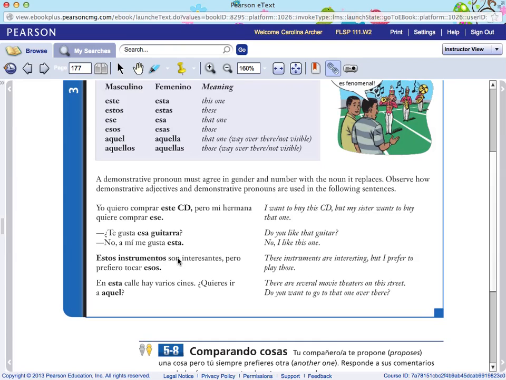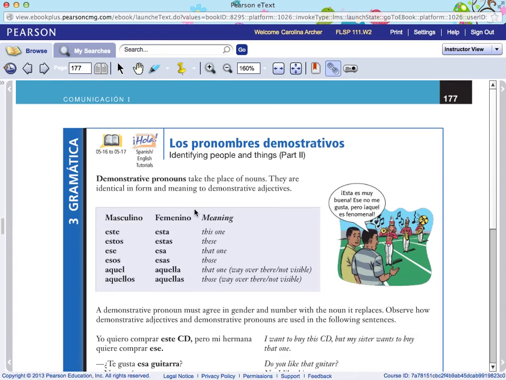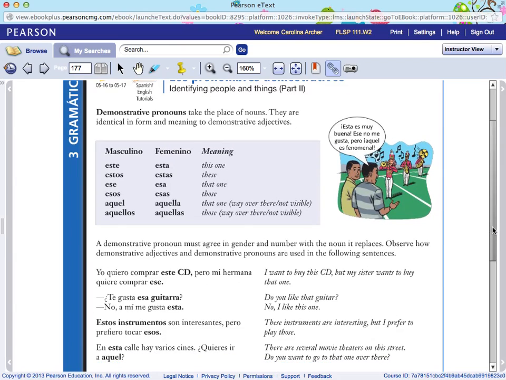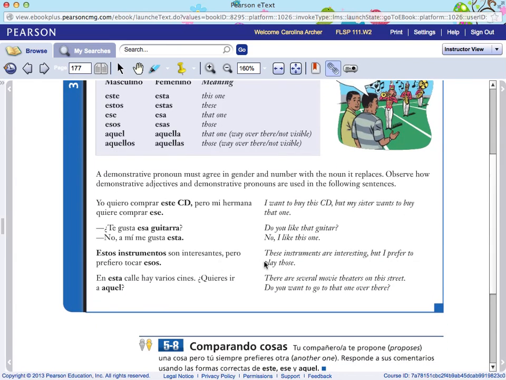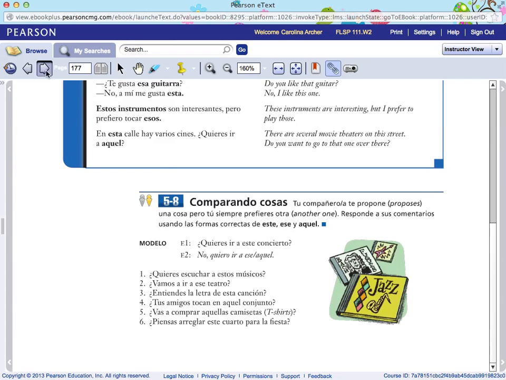Estos instrumentos son interesantes. These instruments are interesting, but I prefer to play those. Pero prefiero tocar esos. Okay, so exactly the same, except that the previous set are adjectives that go with a noun that is present in the sentence, and these are pronouns that are replacing the nouns. That's why the noun is not present in the sentence anymore. Okay? Muy bien, so that is it for today.